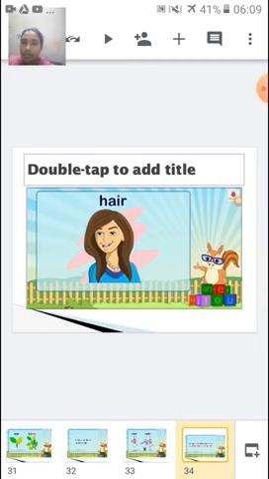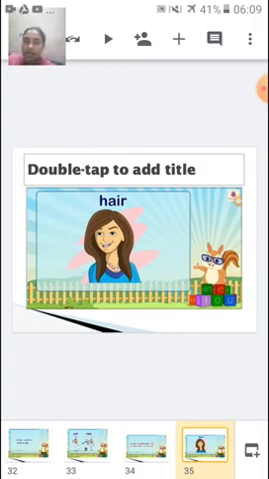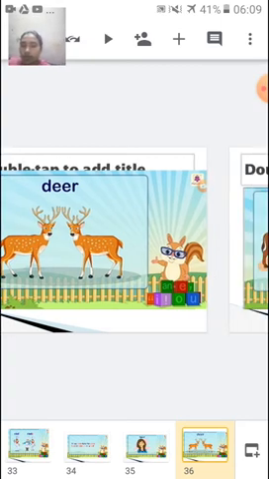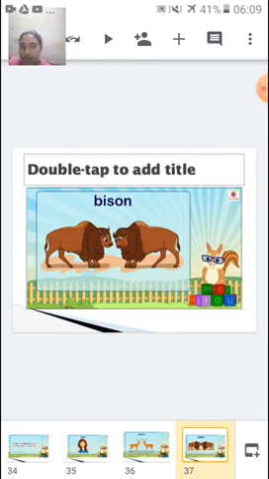Okay, for example, it is hair. You do not say it as hairs. It's just hair, whether it is a single hair or a collection of hair. And next it is deer. You do not say it as deers. So when it is one deer, it is deer. When it is thousands of deer, it is deer only. Okay, next we have bison. Here also bison is not changed to bisons. When it is one, it is bison, and when it is more, it is also bison again.